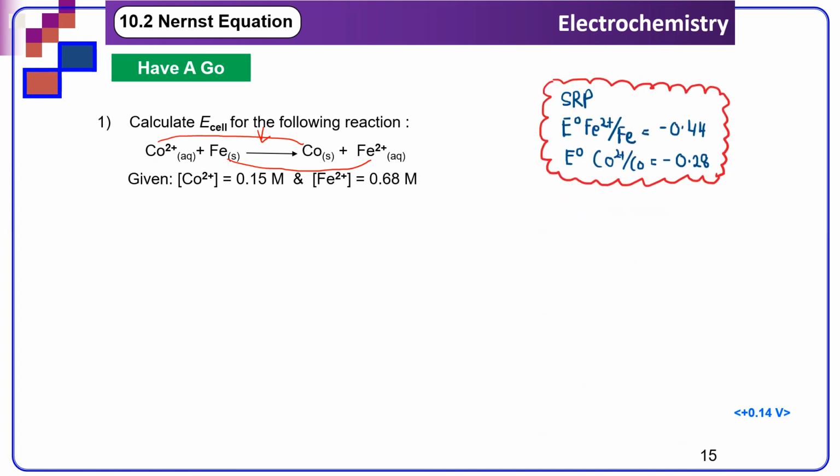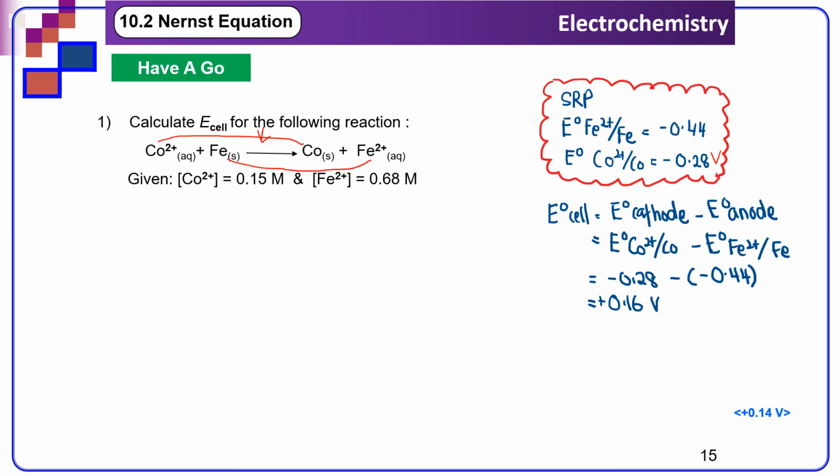After we know the cathode and anode, from the SRP table, we can get the E0 for iron and E0 for cobalt. The E0 for iron is negative 0.44 volt, and for cobalt 2 plus ion is negative 0.28 volt. Then we calculate the E0 cell. E0 cell is E0 cathode minus E0 anode. Because our cathode is cobalt, the standard reduction potential for cobalt minus the standard reduction potential for iron, because iron is the anode. We put in the values, and you can get the E0 cell is positive 0.16 volt.